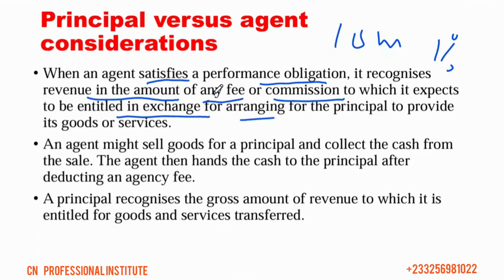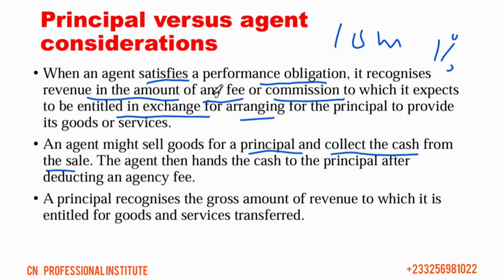It says an agent might sell goods for a principal and collect the cash from the sale. The agent then hands the cash to the principal after deducting the agency fee. So when you pick goods from your principal, you sell the goods for the principal, you deduct your commission and you give the remaining cash back to the principal. Are you following? So look at this example, the example I gave here.